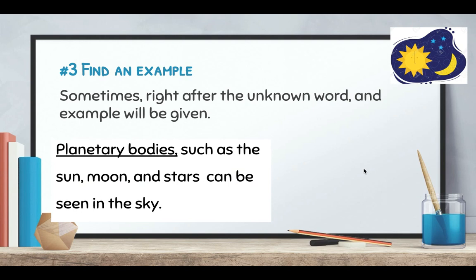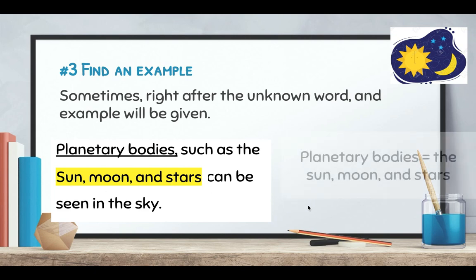Okay, and my third strategy is to find an example. Sometimes right after the unknown word, an example will be given. So my sentence is planetary bodies such as the sun, moon, and stars can be seen in the sky. Some of us may not know what planetary bodies are, but the example that it gives is the sun, moon, and stars. So we know that planetary bodies are the sun, moon, and stars, just things that are in the sky, kind of like planets. So we use the context around it, that example.